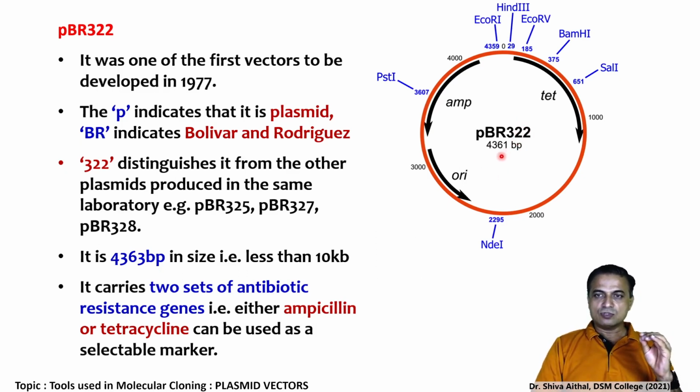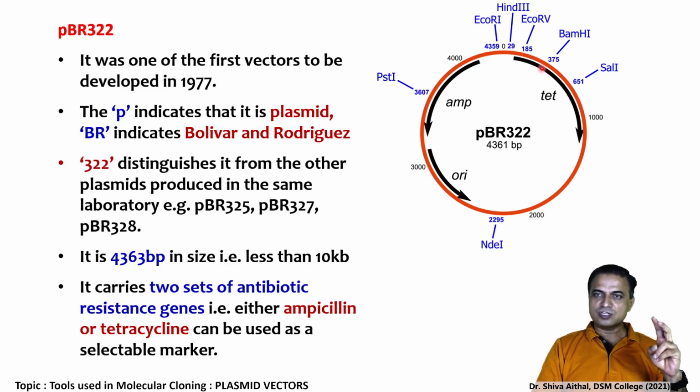It is 4361 base pairs, that is 4.3 kilobases, which means it is less than 10 kb. It is a small plasmid vector. It carries two antibiotic resistance genes, which is very unique: ampicillin and tetracycline.